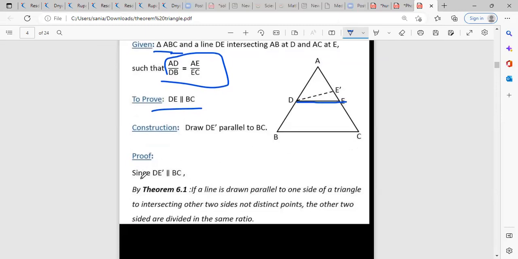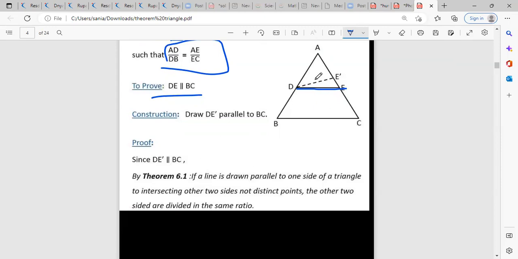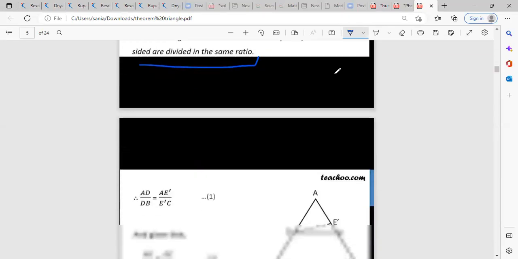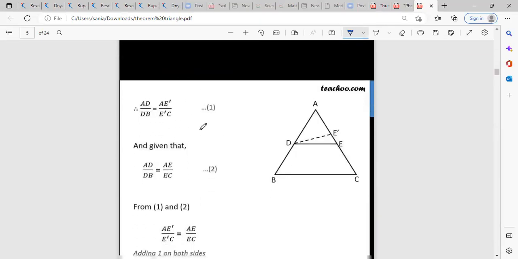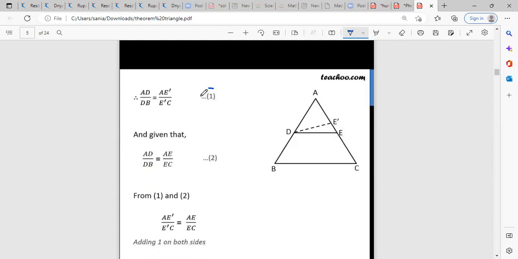Okay. So since DE dash is parallel to BC, according to the previous theorem, if a line is drawn parallel to one side of the triangle, intersecting the other two sides at distinct points, then the other two sides are divided in the same ratio. Earlier, what was given was DE parallel to BC, but now you made this point, and DE dash is parallel. So that means AD divided by DB is equal to AE dash divided by E dash C. Very good. So this is right, and this is your first equation.